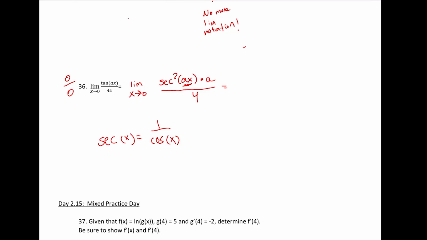Cosine of 0 is just 1, and so secant of 0 is 1, and so we have 1 squared, which is 1. So this is really like 1 times a over 4, and a times 1 is a. Can't really do anything else to simplify that, so this limit is going to equal a over 4.